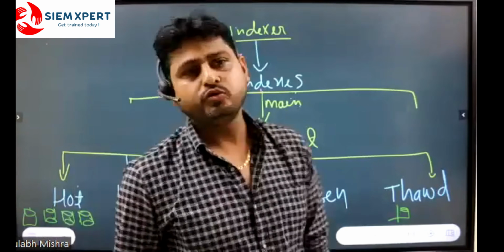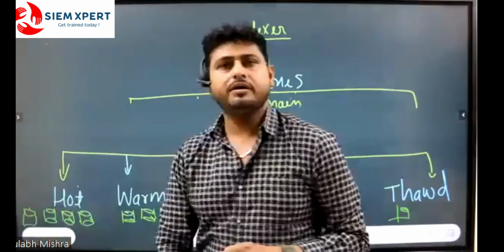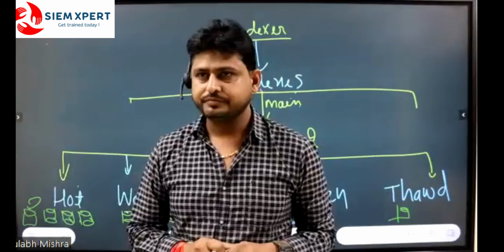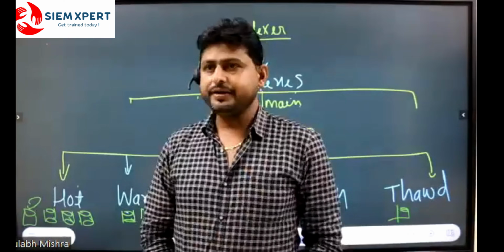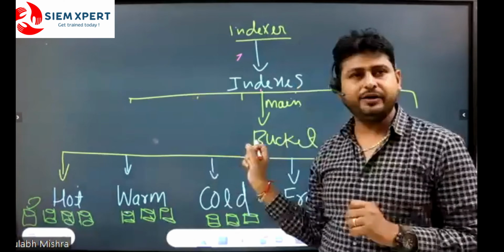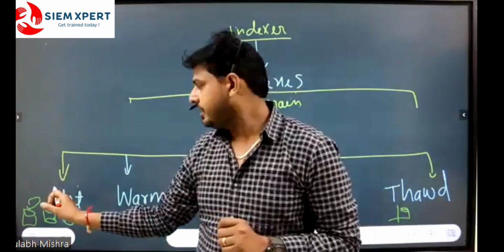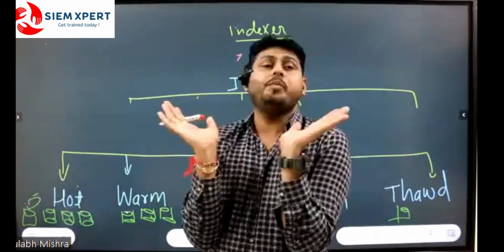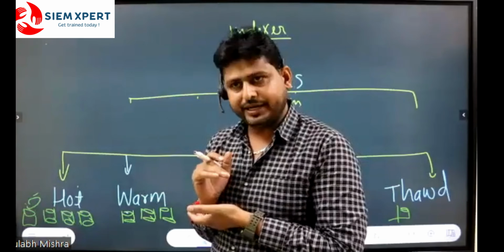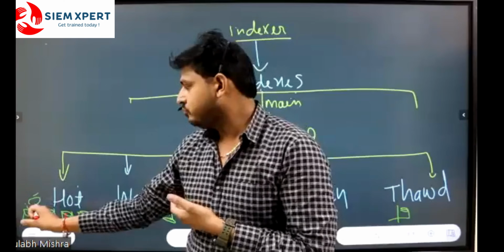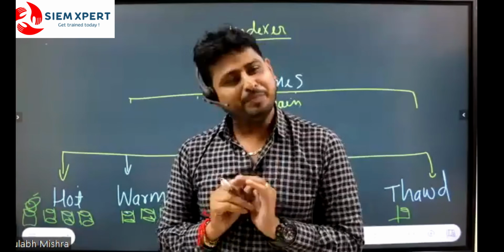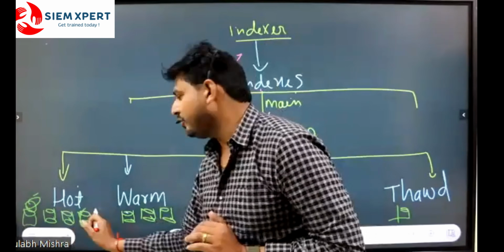Get it right? So what will happen is, the buckets in hot are in open state. As soon as data comes to the indexer, whatever indexes you have defined, the data will go to that particular index, into the hot bucket, which is in open state. As the data comes in, as per the size of the bucket, once the bucket gets filled, it will be closed. Then it will stay here only.